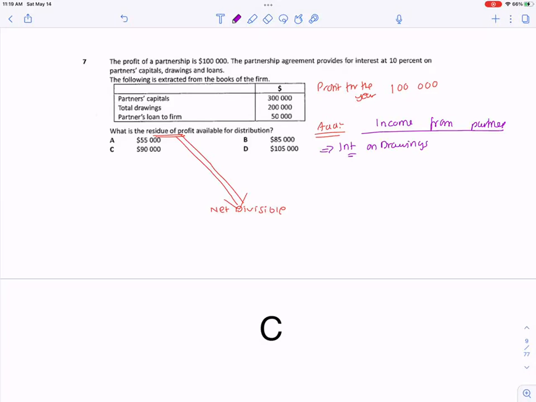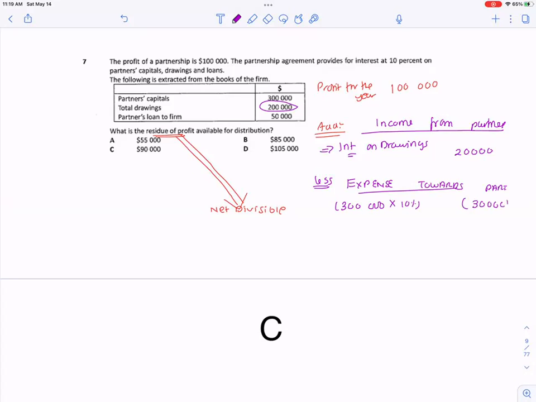What is interest on drawings? 10% of 200,000, which is 20,000. What do we subtract? Expense towards the partners. What is expense towards partners? Interest on capital. What is the capital? Capital is 300,000, so 10% of 300,000.